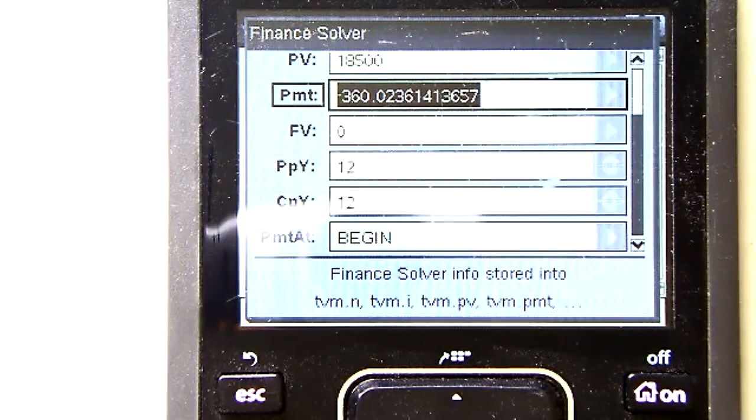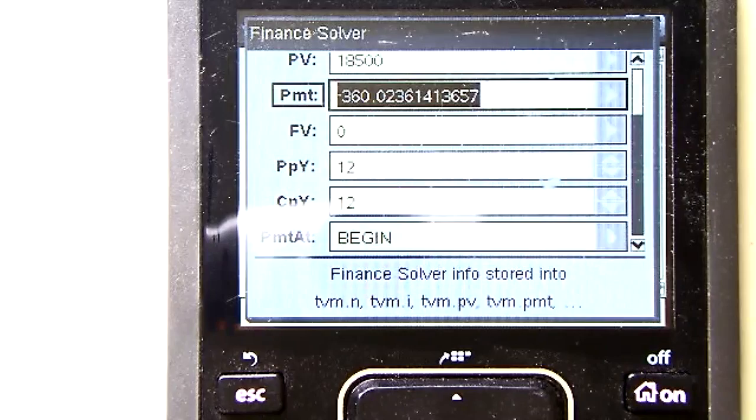So there's a quick tutorial on how to borrow money and figure out your monthly payment with your TI-nSpire. Also, as I mentioned, the present value was a positive $18,500 because I got the value of that. And the payment is a negative because that's money going out of my bank account.